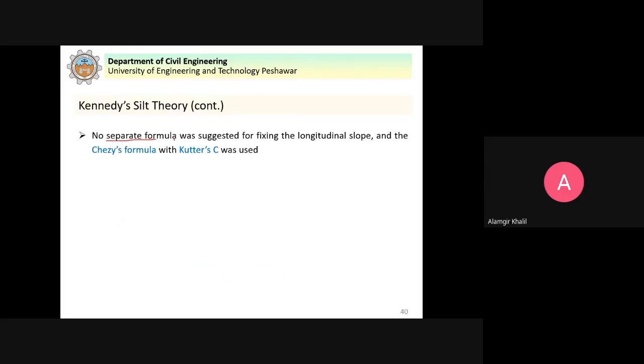No separate formula was suggested by Kennedy for fixing the longitudinal slope. You can see here the longitudinal slope is an important parameter. See in the Chezy formula, V is equal to C. When we discuss the velocity, let's say we check the Chezy formula, if you remember from your hydraulics course, we have this R into this S. This S is the longitudinal slope, so it is an important parameter.